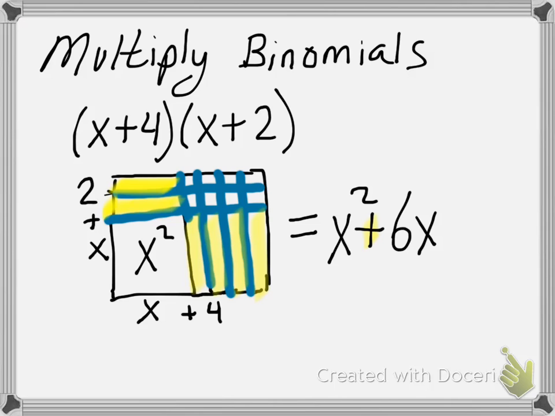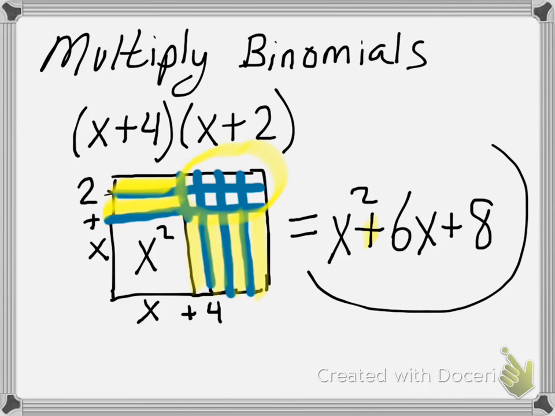Then I have all these little pieces up at the top here, and I have 8 of those, and those are just single boxes that are 1 by 1, so the area of each is 1, so I have 8. So the area model of multiplying x plus 4 times x plus 2 would look like this, and the answer is here. I probably don't do a great job of explaining that.